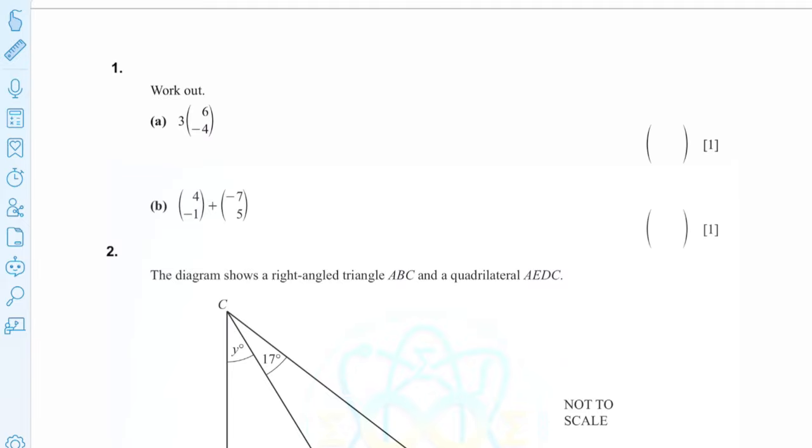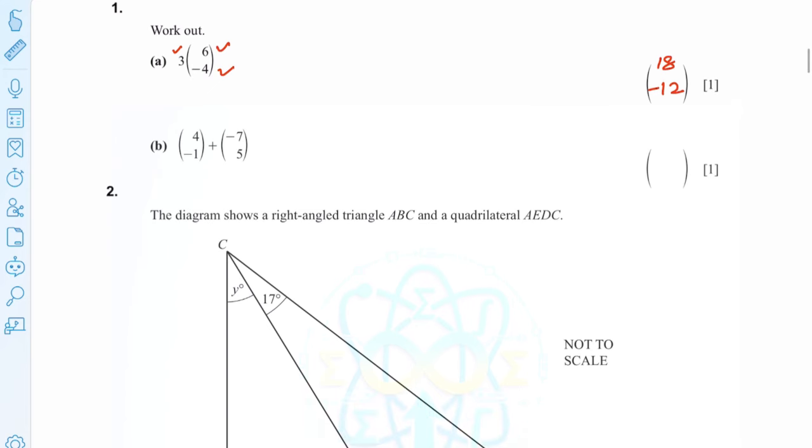This is called a column vector, and we know that the number which is outside the column vector has to be multiplied with each x and y value. So this answer should be 3 times 6 will be 18 and 3 times minus 4 equals minus 12. Easy questions, right?